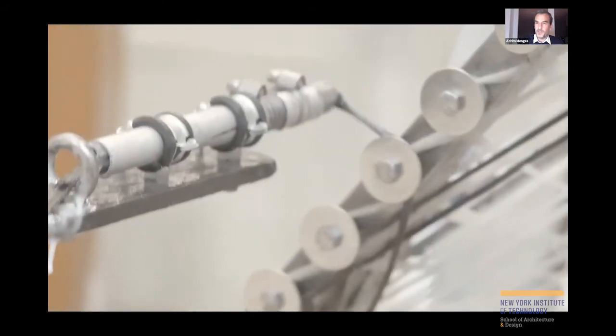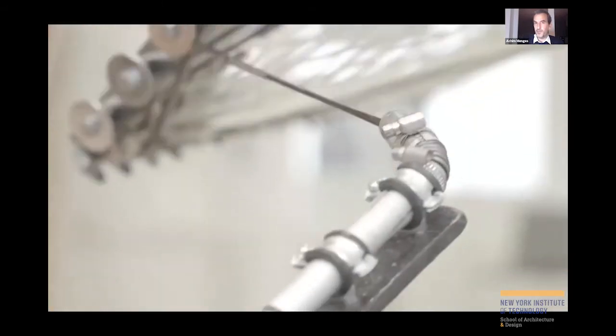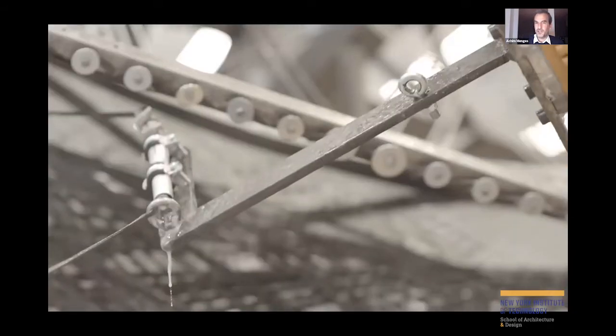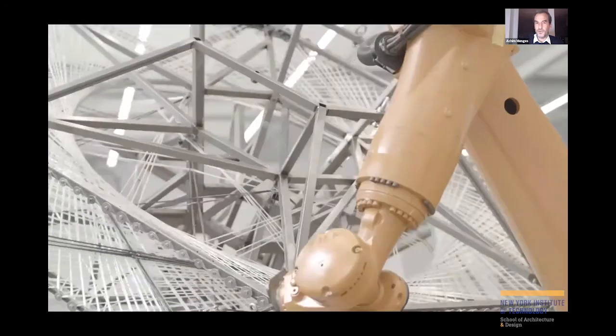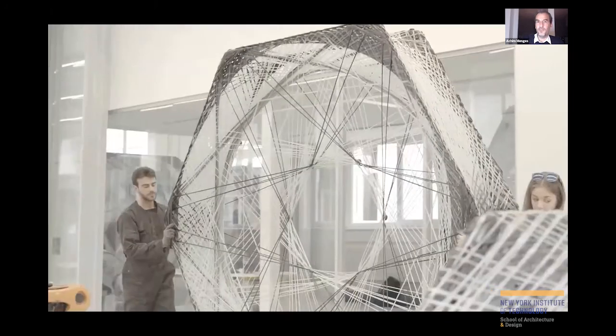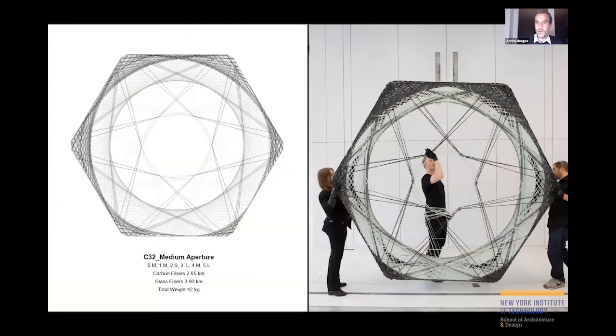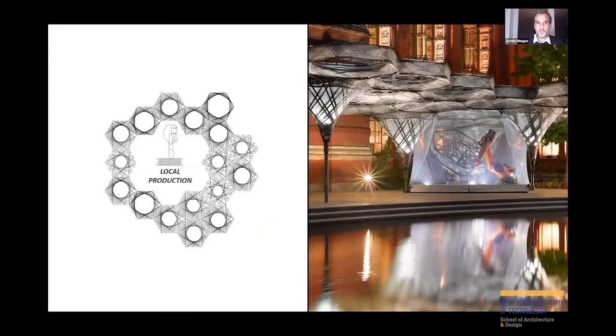Once we have the body, which is basically the equilibrium state of all fibers in tension, we can lay the carbon fibers onto that glass fiber body and they form the actual structure. So here you can see a finished element. The metal frame is taken out and used for the next element. And an element that is about 5 square meters big weighs only between 30 and 80 kilograms.